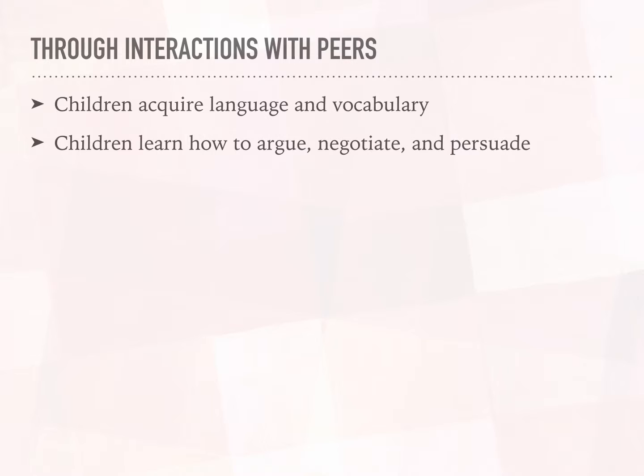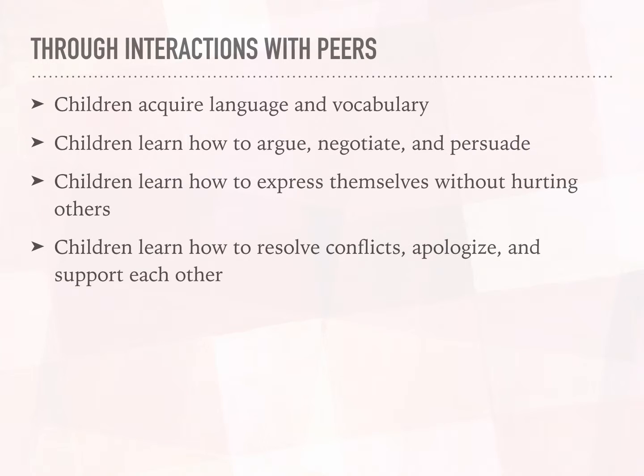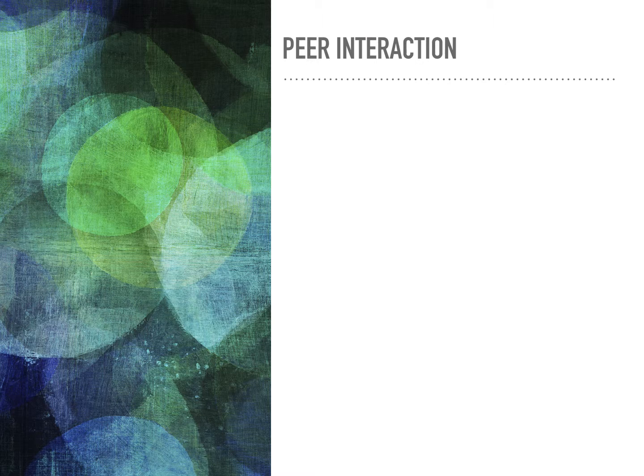Children also learn how to argue, negotiate, and persuade, and they essentially learn this through trial and error when playing with friends at any age. Children also learn how to express themselves without hurting others, whether physically or emotionally. For example, you'll see small children, before they've learned to share, may hit another child to take what they want or just take something without asking. Over time they'll learn that there might be better ways to get what they want, and they'll learn this through those interactions. Children also learn how to resolve conflicts, apologize, and support each other through these interactions.